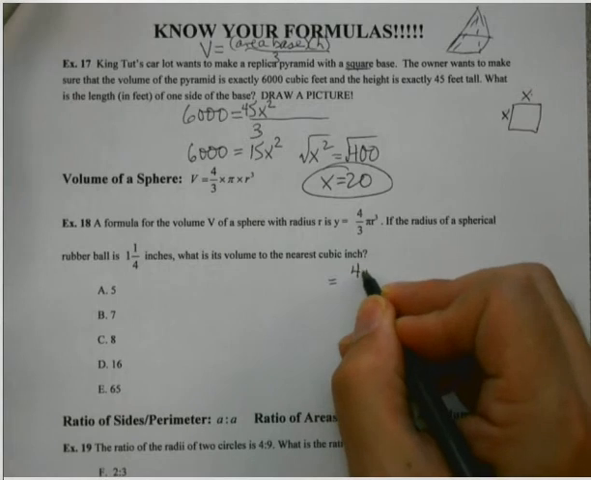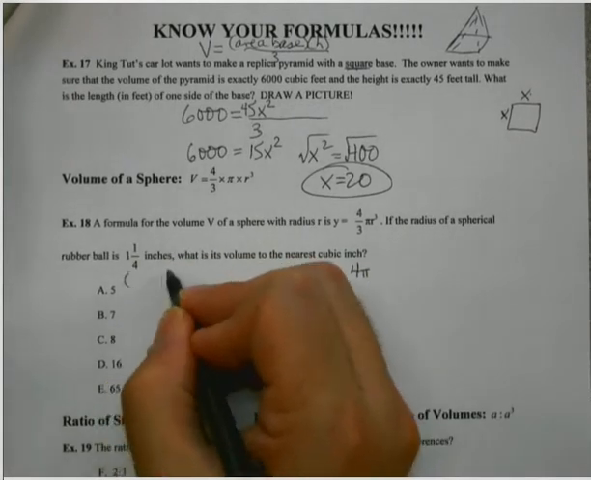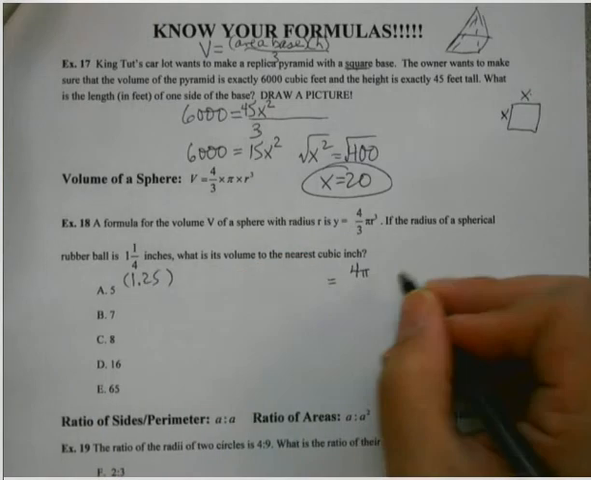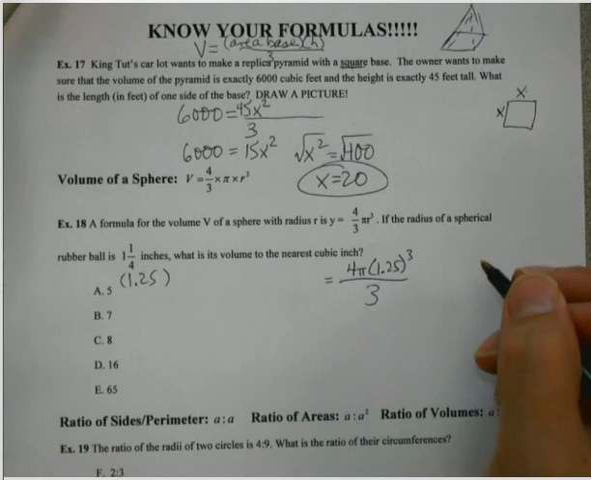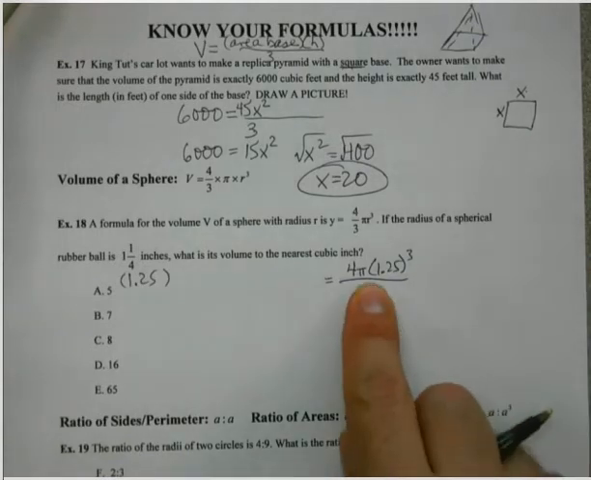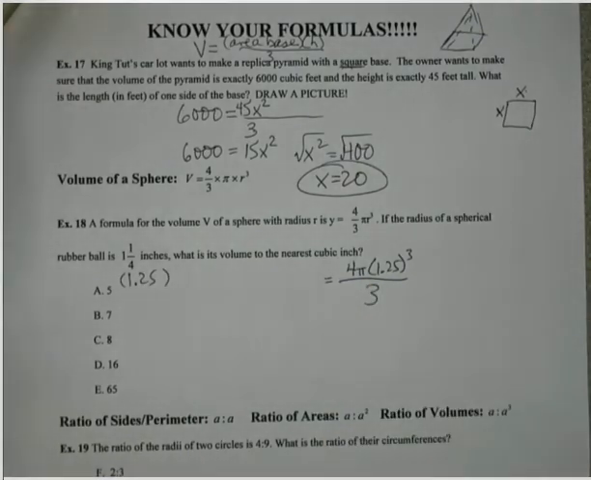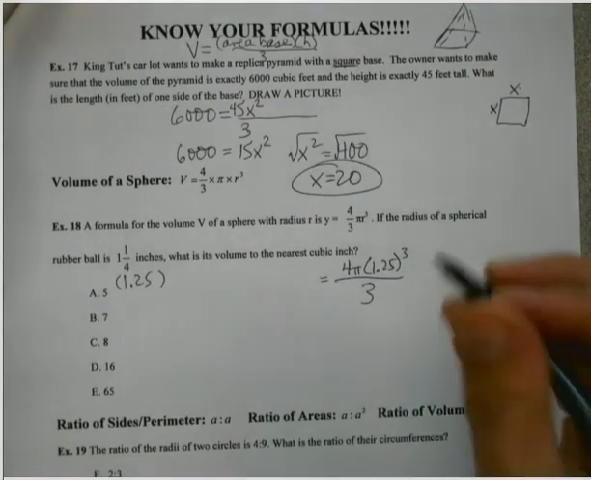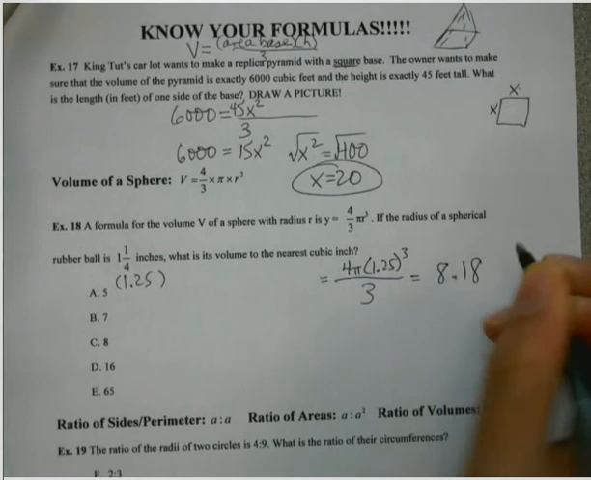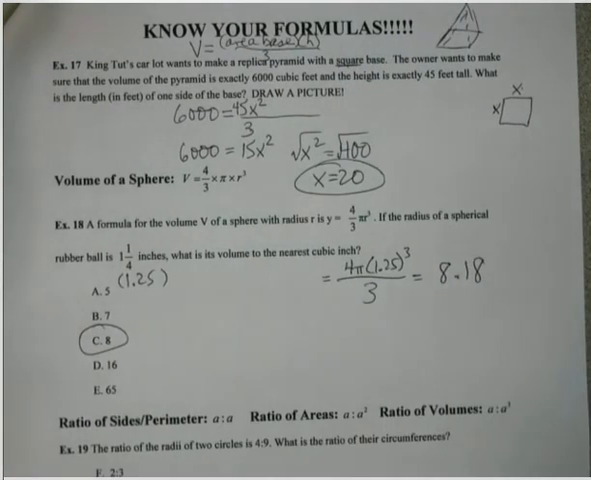So 4 pi, how do I turn 1 1/4 into a decimal? Right, 1.25. 1.25 cubed over 3. And again, if you're going to go calculating, get that part in first. Get your answer. So don't get cute here and go real fast, and then all of a sudden you're like, oh, oops, I shouldn't have done that. So when you multiply through, what do you get? Hopefully something around 8.18. Okay, and that would be your solution for that one.